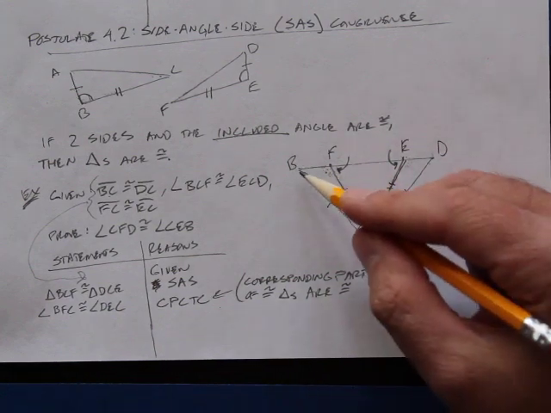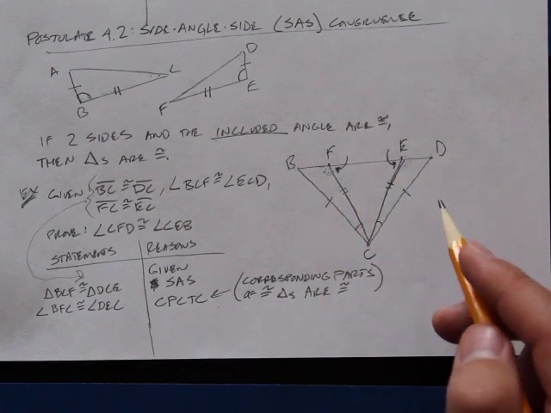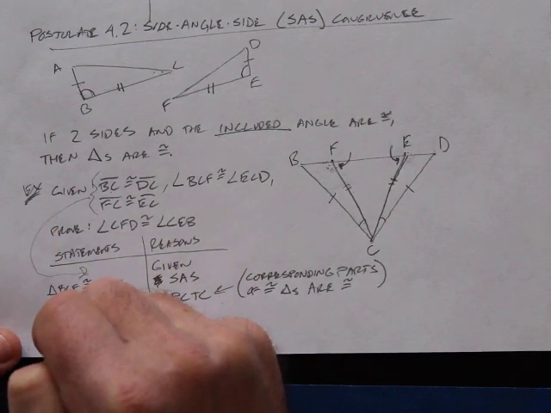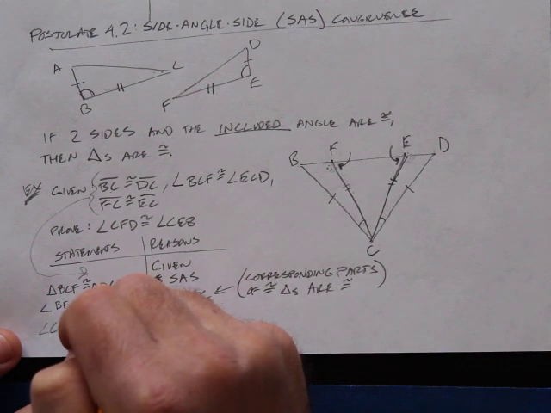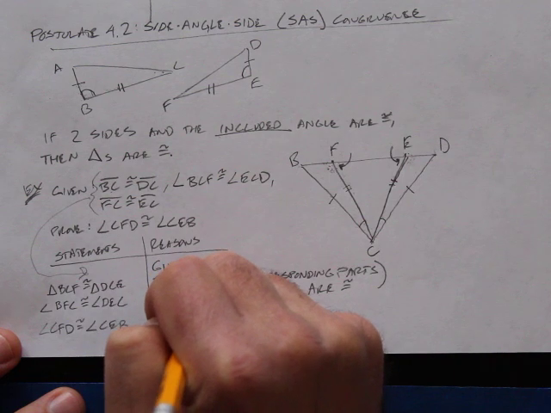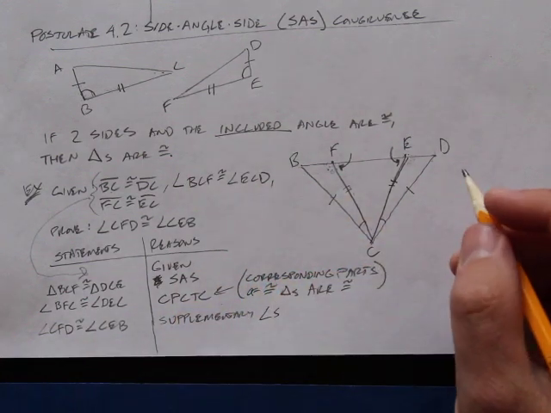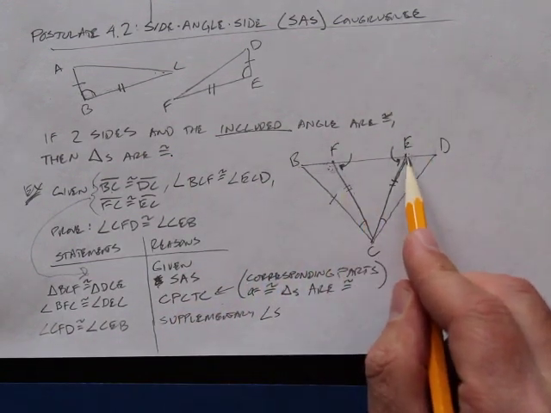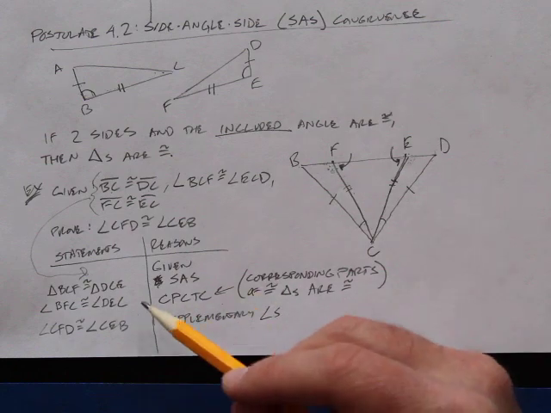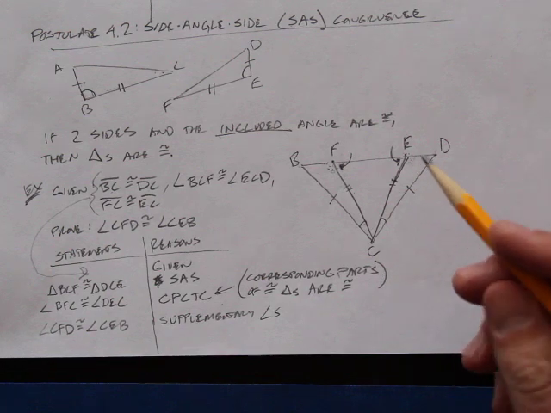So we have now proven that angles BFC and DEC are congruent. Now, we're going to say that angle CFD is congruent to angle CEB by supplementary angles. We know that these are supplementary angles, and so they are congruent to one another. This is maybe a step or two skipped, but I would definitely accept this on a test.